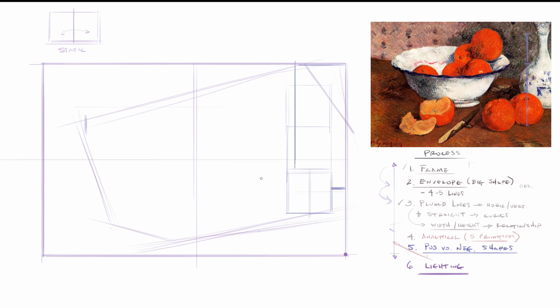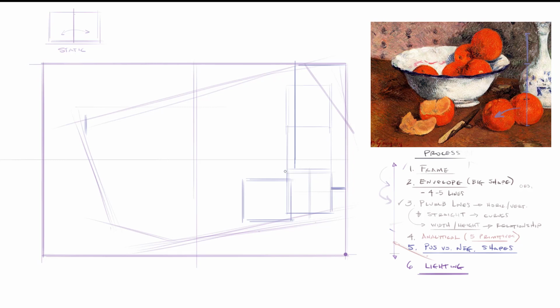I have another orange that's to the left of this guy here. So I'm just going to repeat my basic height and width, but it's a little bit in front. So I'm thinking about the overlap and a little bit lower. So that's how I'm starting to work.